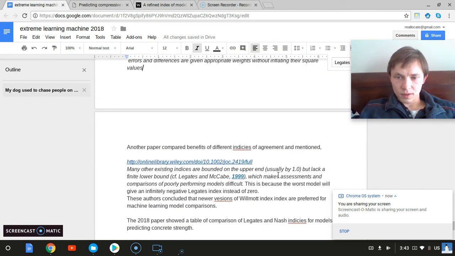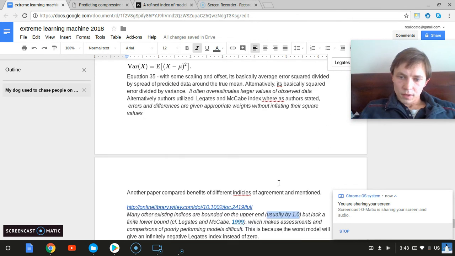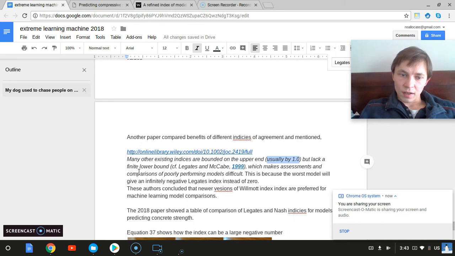So in this climatology paper, the author said many other existing indices are bounded on the upper end, usually by one, but lack a finite lower bound, like the Legates and McCabe index, which makes assessments and comparisons of poorly performing models difficult. The reason is that the worst model will give an infinitely negative Legates index instead of zero.